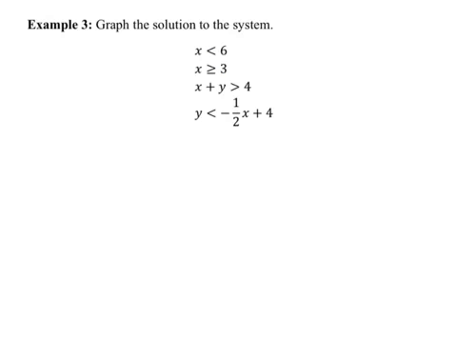Okay, the last example here, very similar to the previous one, but now we have some sort of domain restrictions. So we still have 2 of our inequalities, but we also have these statements here, which we can think of as vertical lines. Remember, if this were x equals 6, it would be a vertical line through 6. X equals 3 is a vertical line through 3. But we have less than and greater than symbols, so we have to consider them as inequalities now.